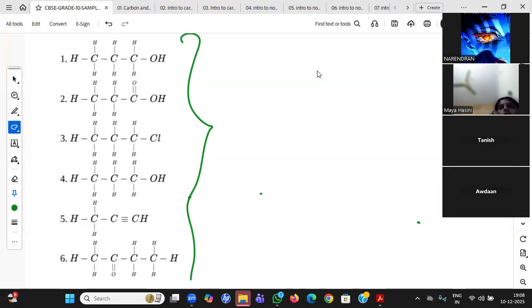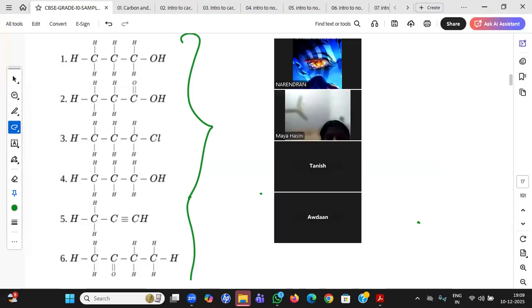Tanish, superb. Up to third answer, you're right. Avdan, second answer right. Tanushri, oh my God, lovely. No, last two you have made a mistake. Sir, the first and fourth are the same, right? I thought you need to type the answer. Tanushri, your first three are right. Check the fourth and fifth, beta.